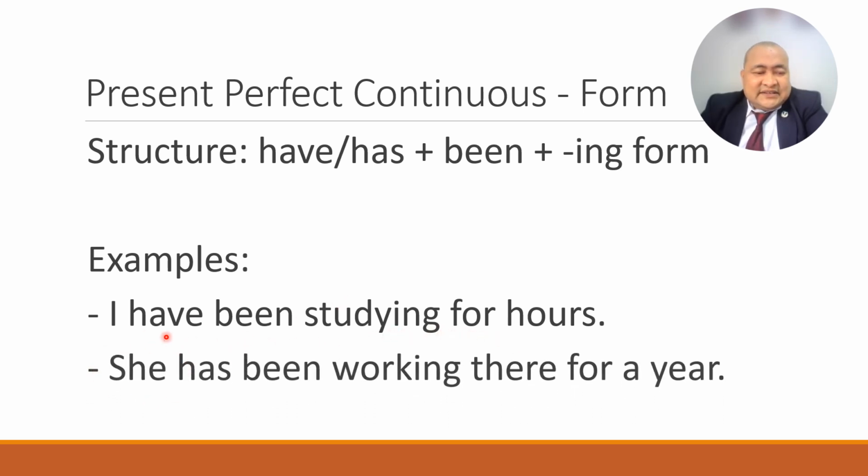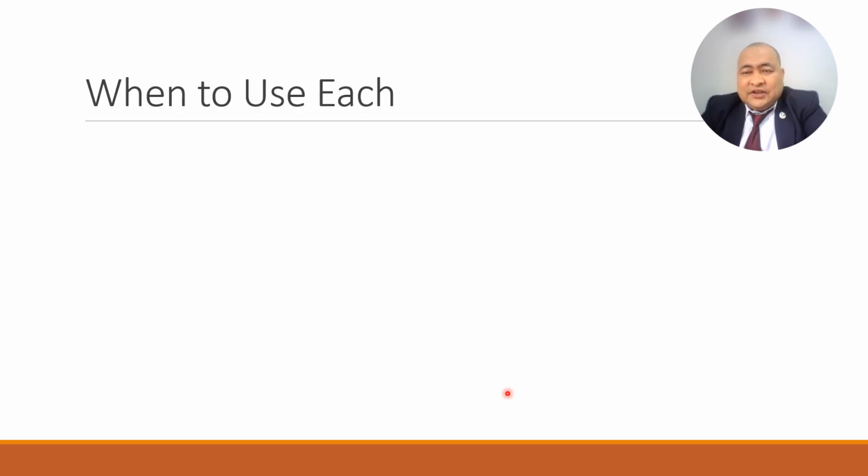Next, she. The subject is she, so the auxiliary verb uses has. She has. And then been, and then working, ing form. She has been working there for a year. So that's the example of the present perfect continuous.